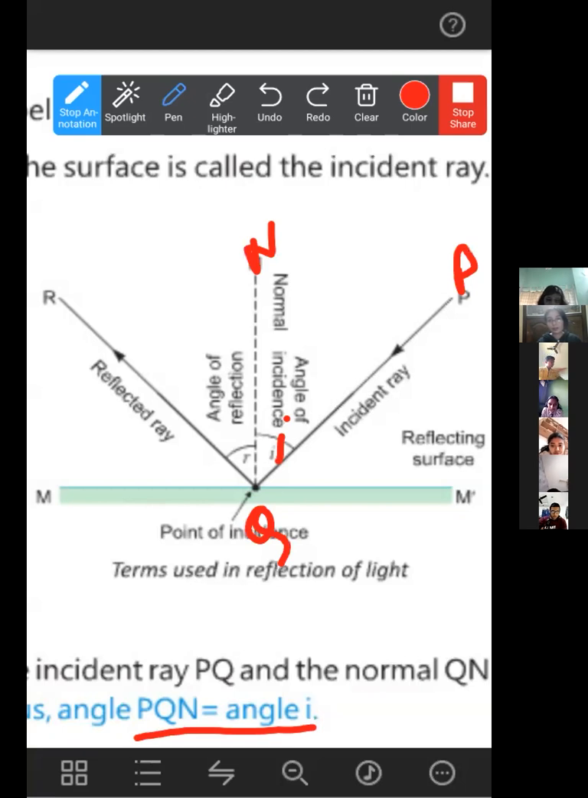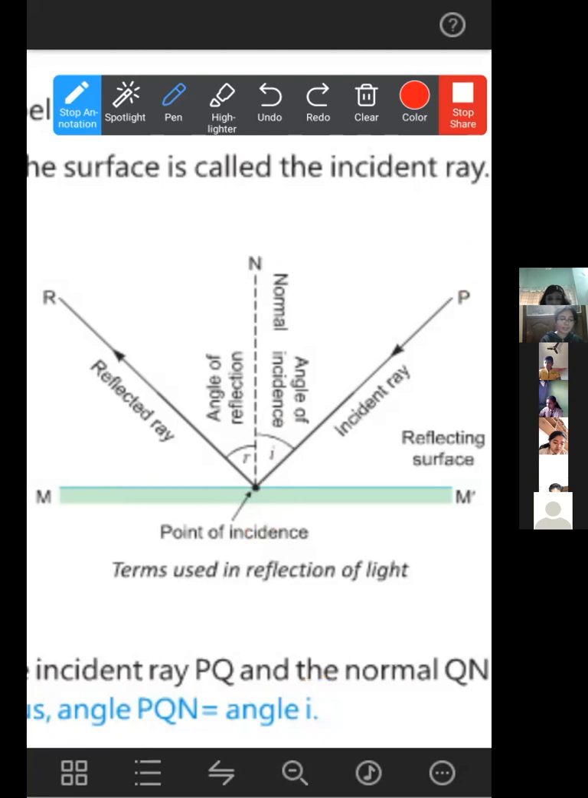When you will have to describe this picture, you will have to describe this drawing. So you can see that in your book it is written angle PQN is the angle of incidence, angle I. That means Q is not marked here. What is the Q? This point of incidence, this one should be marked as Q. Mark it with a pencil on your book. Okay. So PQN.